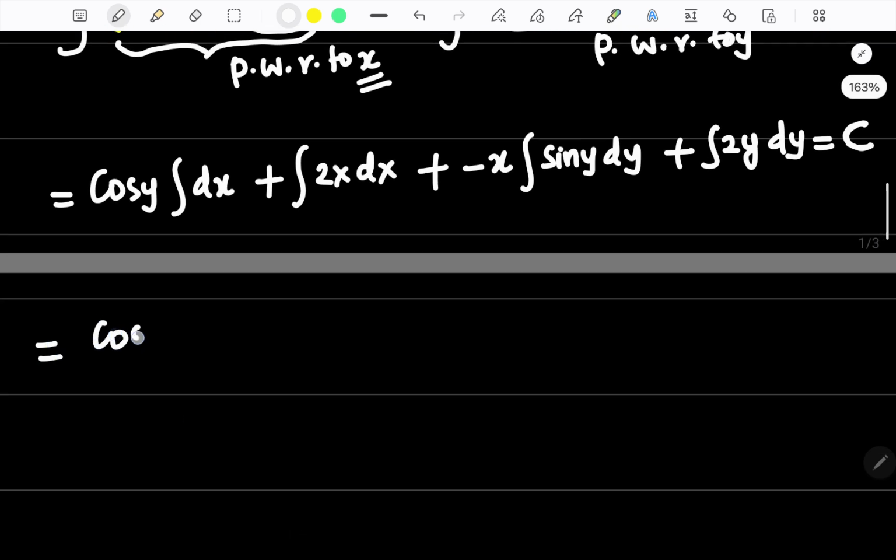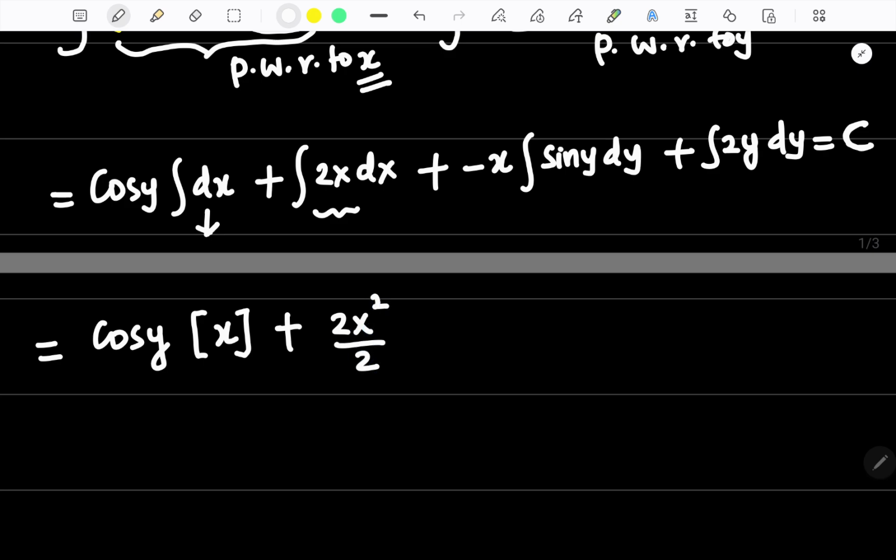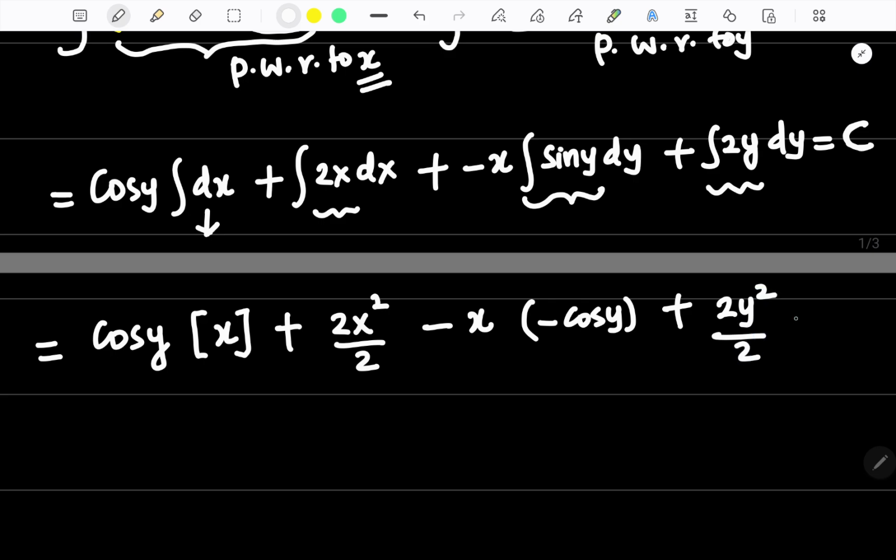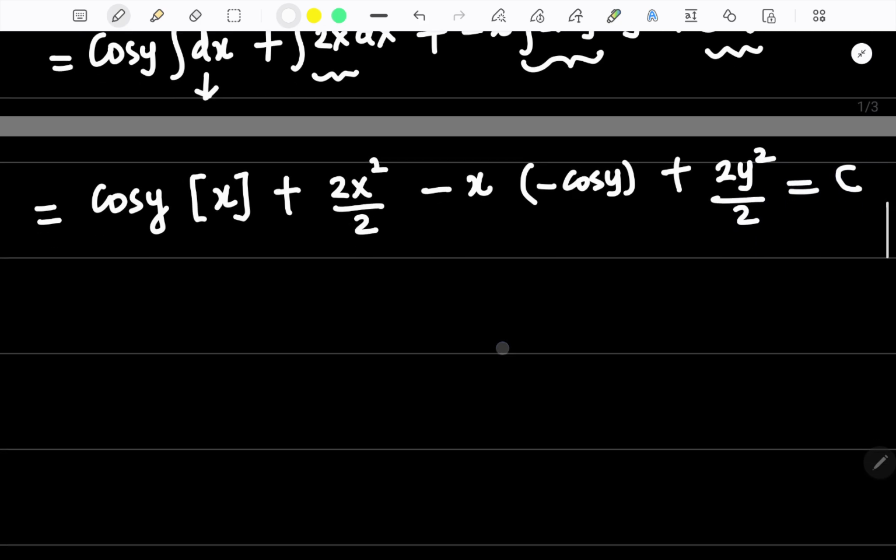So, this equals cosine y I am not touching. What is the integral of dx? Which is x. And then plus, what is the integral of 2x? 2x square divided by 2 minus x. What is the integral of sine y? Negative cosine y. And then plus, what is the integral of 2y? Which is 2y square divided by 2 is equal to integrating constant c.